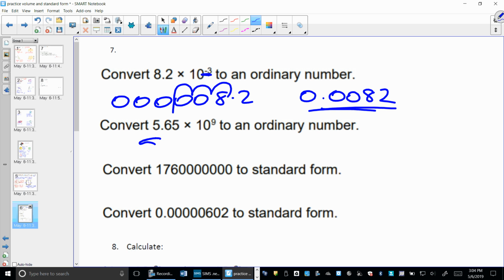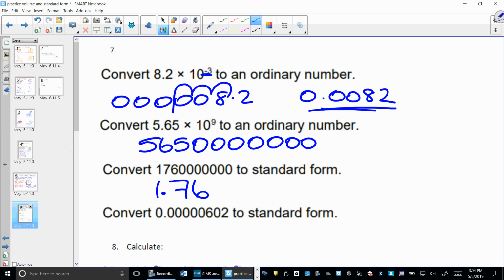5.65 times 10 to the 9 gives you 565 and 7 zeros. Okay? It's a similar principle, but this time the zeros are all on the right, and you're jumping your decimal point 9 places to the right this time. 176. Lots of zeros for standard form, so this will be 1.76 multiplied by 10 to the power 9. And the next one would be 6.02 multiplied by 10. What do I know about my power? It's going to be negative, so that's -6. Okay?